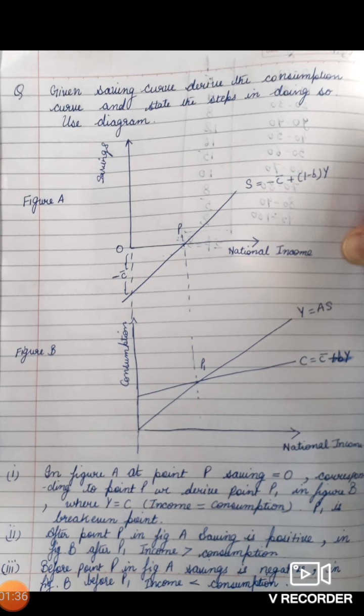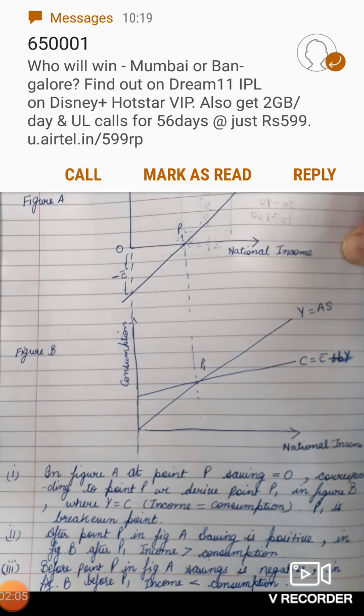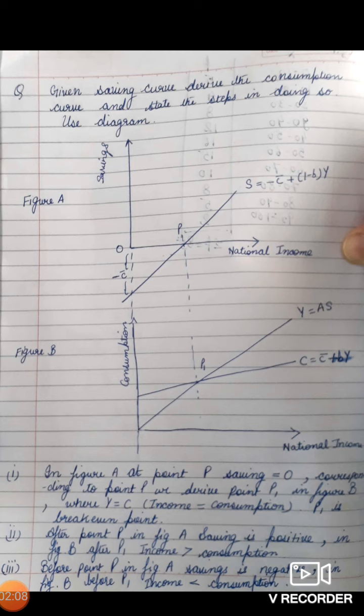Now after drawing these two curves, we will write down these steps. In the first step, we will say in figure A there is a point P where saving is 0, and at this point we will draw the corresponding point. We will drop a point on the income line, that is P1, where income will be equal to consumption. We will then draw a consumption line passing through this point P1. So at point P1, consumption and income are equal. So P1 is the break-even point.